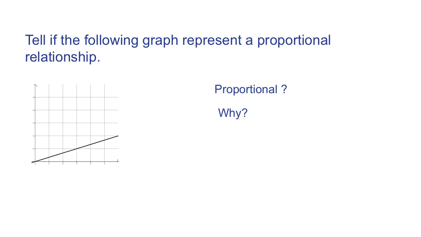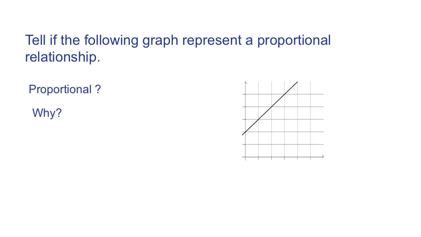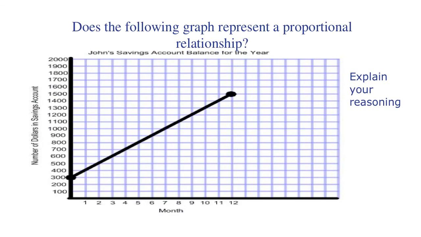Tell if the following graph represents a proportional relationship. The answer is yes. And why? Because it's a straight line that passes through the origin. Tell if the following graph represents a proportional relationship. The answer is no. Why? Though it's a straight line, it doesn't pass through the origin, so that makes it non-proportional.